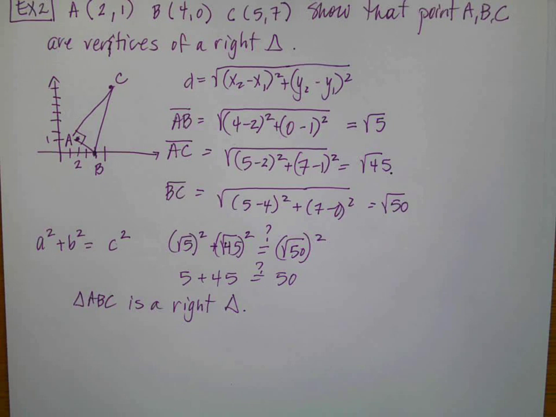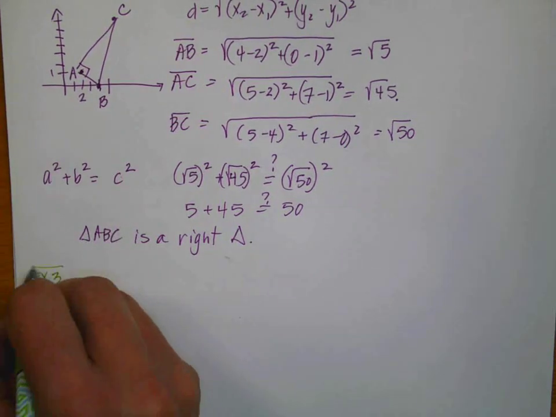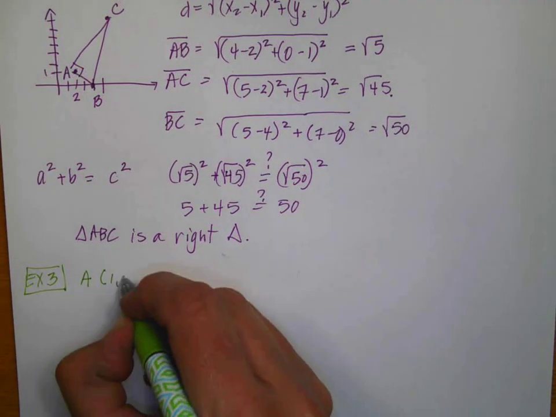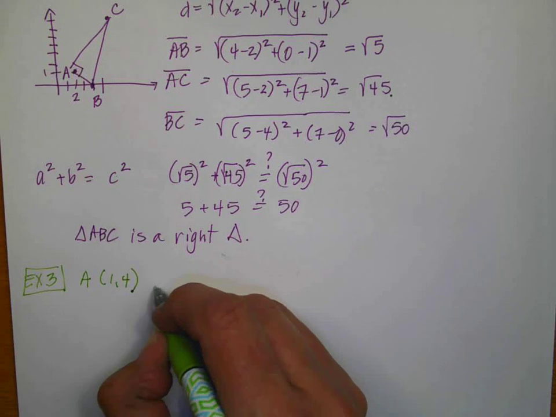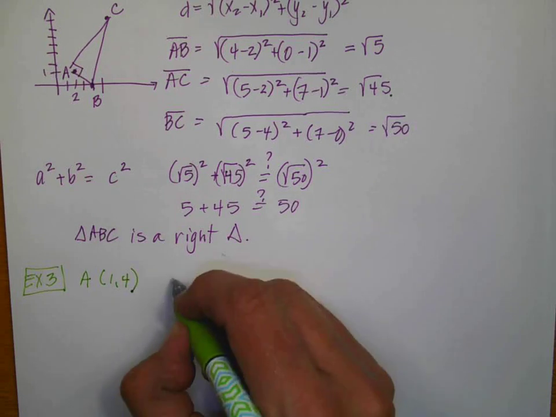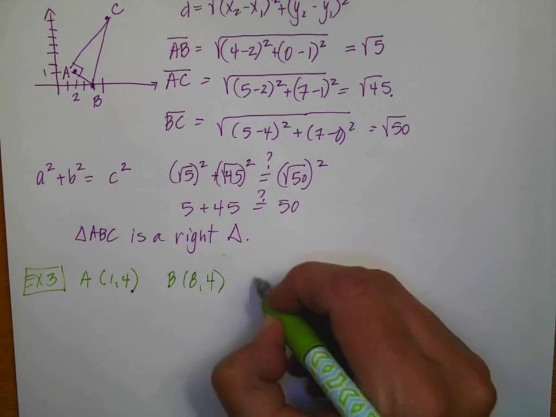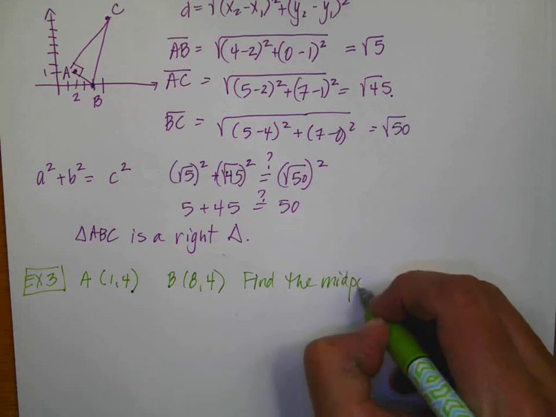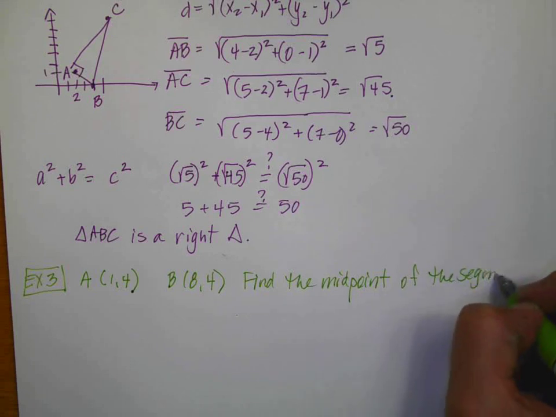All right, my next example, let's see if you can see the green, if it will show up. So for example 3, yay, we like green. A is going to be (1, 4), and then, oh, my bad, I got it out of order. That's okay, I'll give you this, and then I'll give you the formula off to the side. And B is (8, 4). And I want to find the midpoint of the segment. That's all right, we can backtrack a little bit.